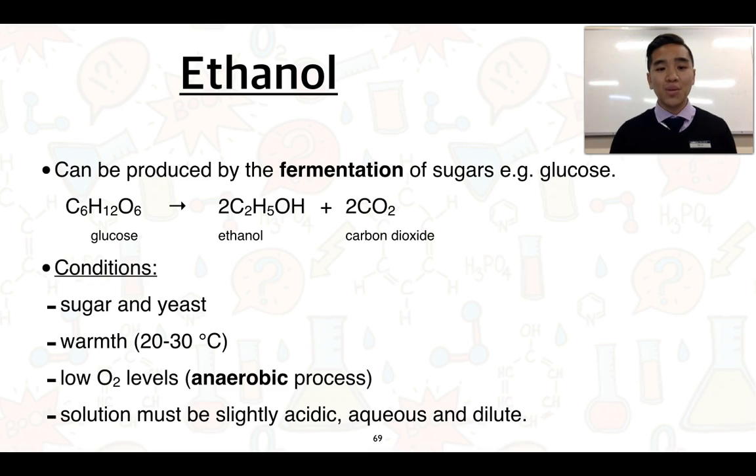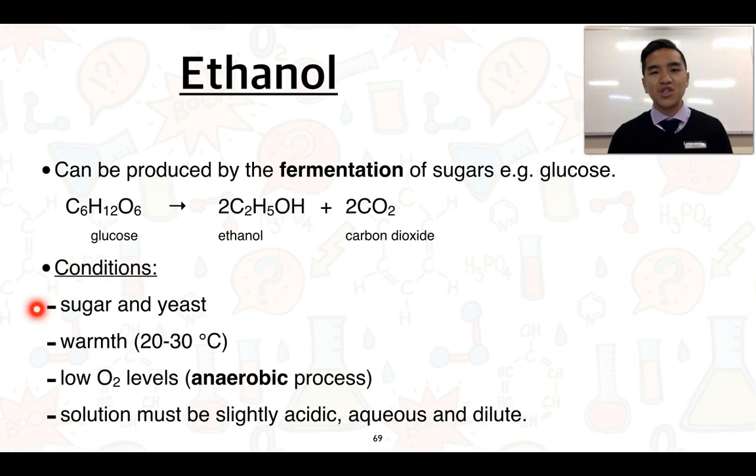One of the important things to note about this is not just the balanced chemical formula, but it's also worthwhile if you note down what the conditions needed are. And I'm going to spend a bit of time talking about this. We have the conditions being sugar and yeast. We need to have warm conditions between 20 to 30 degrees Celsius. Low oxygen levels, so in other words, we have an anaerobic environment. And the solution must be slightly acidic, aqueous, and dilute.